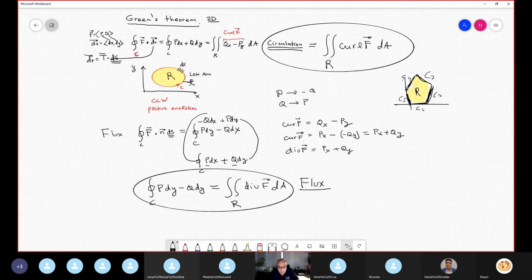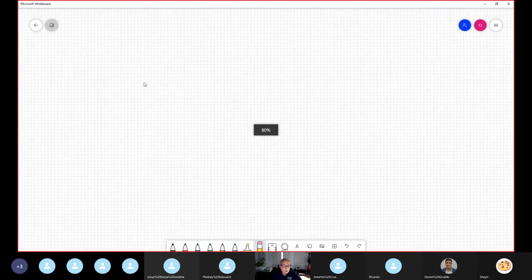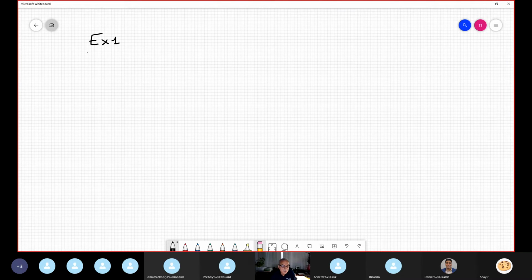Any questions, guys? Let's do an example of Green's theorem. Green's theorem is important. We see some problems about Green's theorem in the review packet. Suppose example 1, Green's theorem. Compute this. It's important to understand that Green's theorem is only valid for a closed curve. See, this one is open, so no.